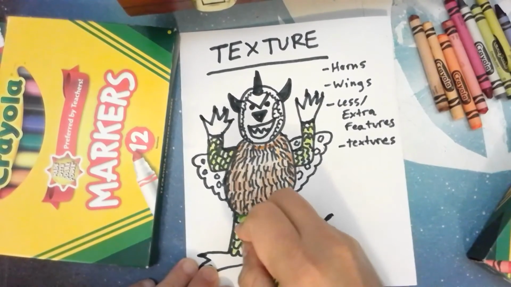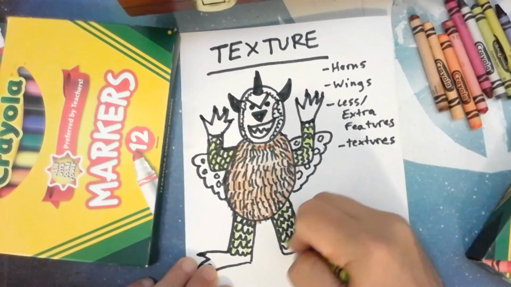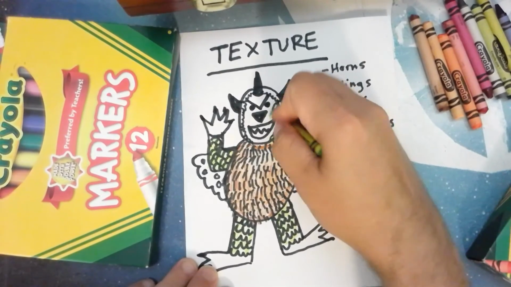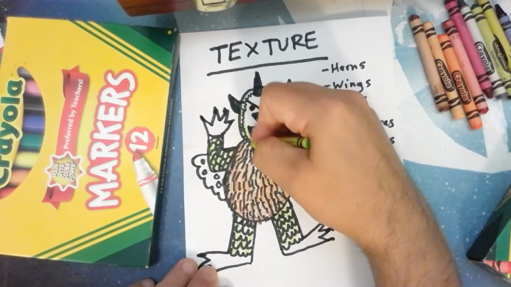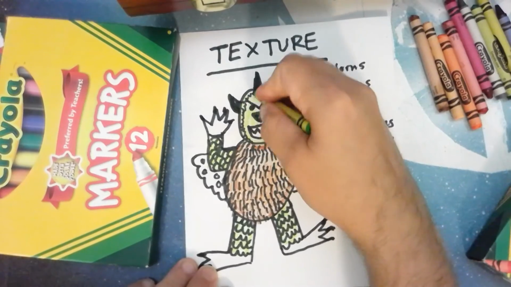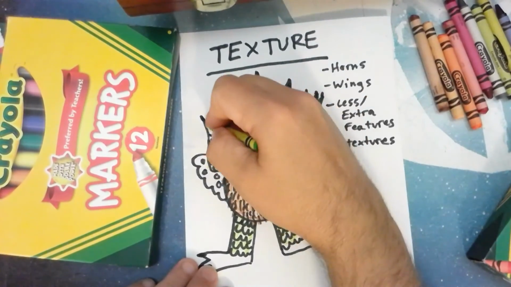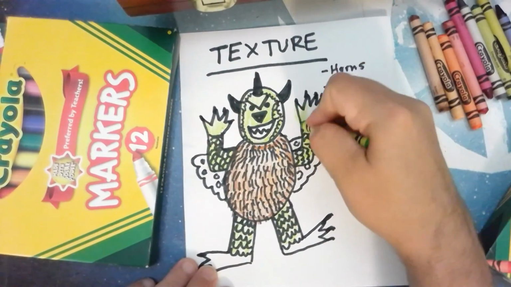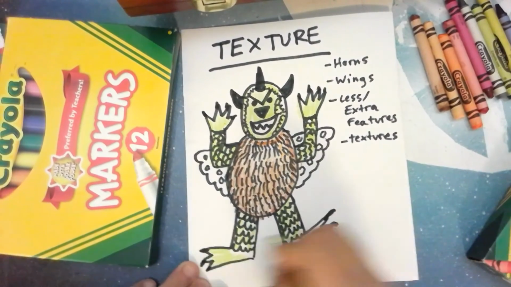So I'm coloring the scales right now. The scales could be green, they could also be gray if you have a gray crayon. Some things have gray scales. So here we go, here's my monster. And let's make his hands. So here's just the basic monster.